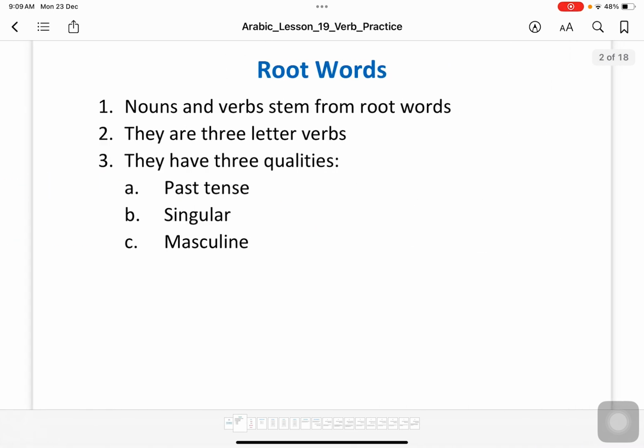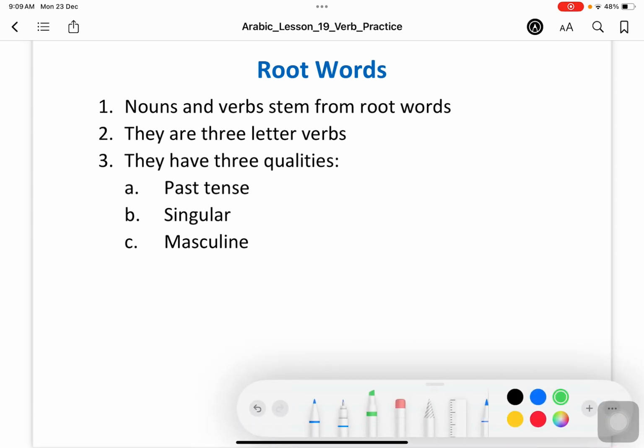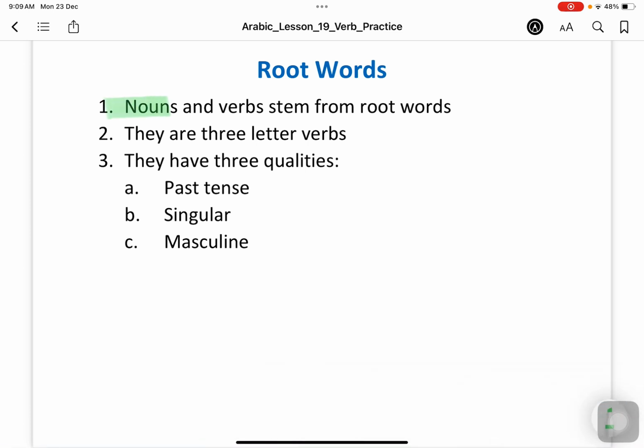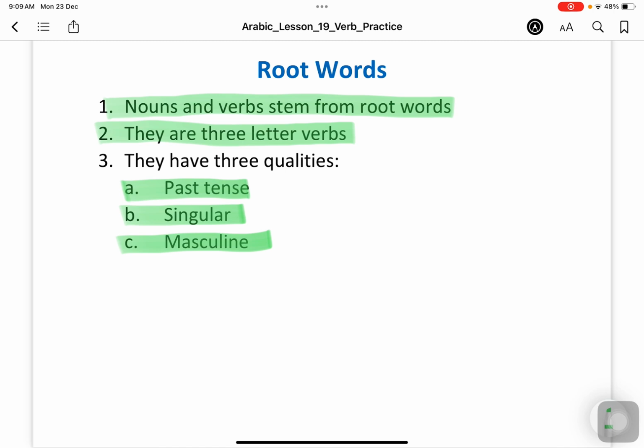We know that in the Arabic language, words are derived from root words, and the nouns and verbs stem from root words. These root words are most of the time three-letter verbs. So they're always verbs. Most of them are three letters. And these three-letter verbs have three qualities. They are all in the past tense, they are singular, and they are masculine.